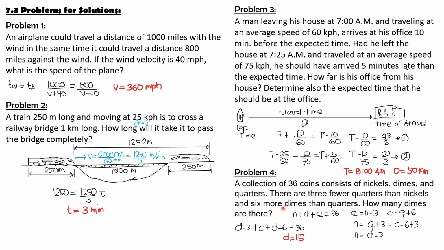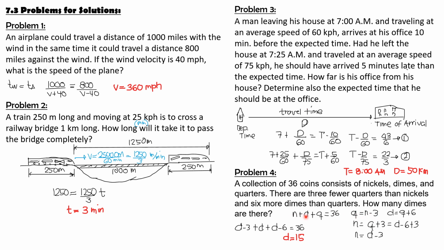Problem 4. A collection of 36 coins consists of nickels, dimes, and quarters. There are 3 fewer quarters than nickels and 6 more dimes than quarters. How many dimes are there? So for this statement, there are 3 fewer quarters than nickels. So meaning to say, the number of quarters is 3 less than the number of nickels. So this is the algebraic translation.